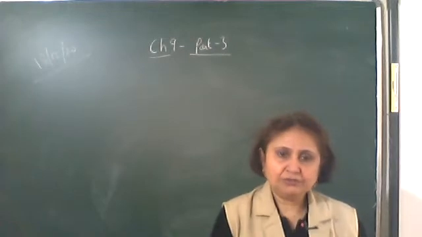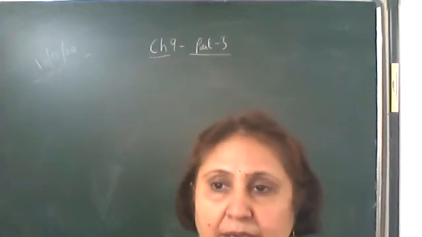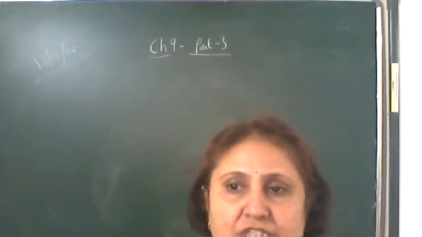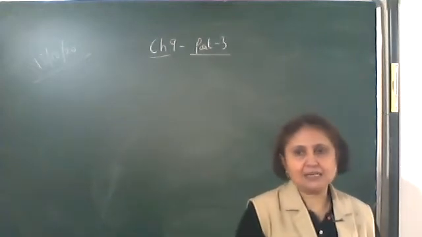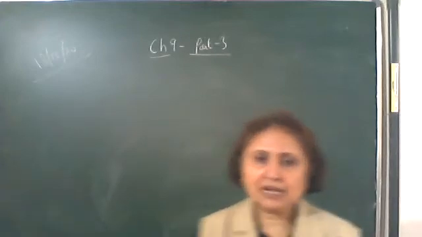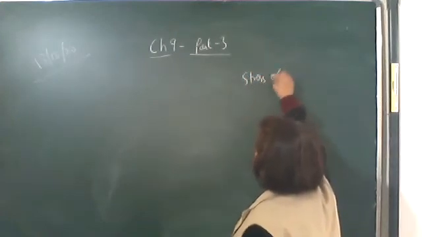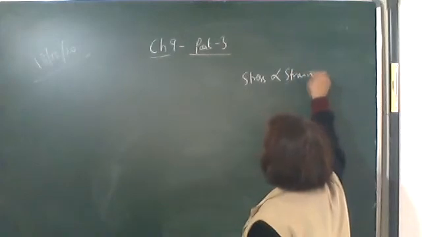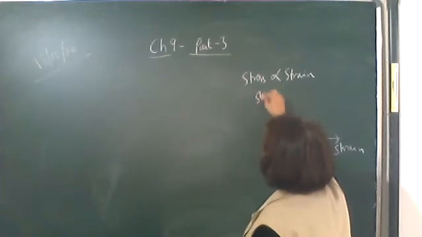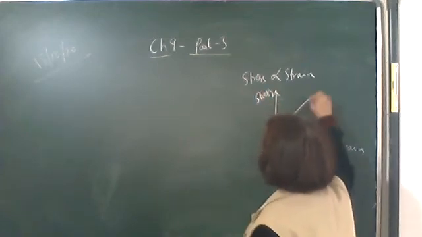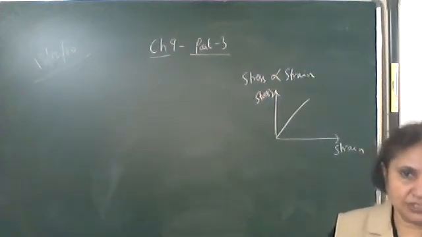Then Hooke's law, which states that stress is directly proportional to strain, provided the deforming forces are within the elastic limit. So within the elastic limit, stress is directly proportional to strain. So how will be the graph between stress and strain? As stress is directly proportional to strain within the elastic limit, the graph between strain and stress will be a straight line passing through the origin.